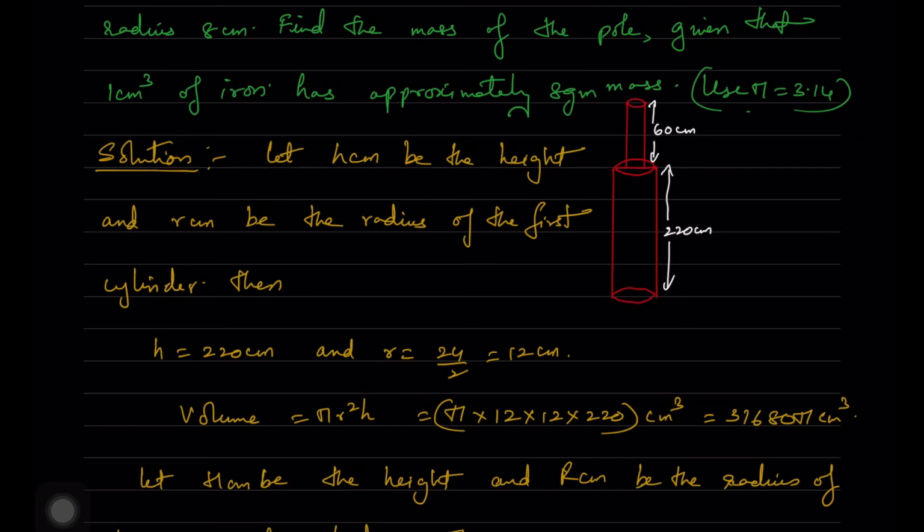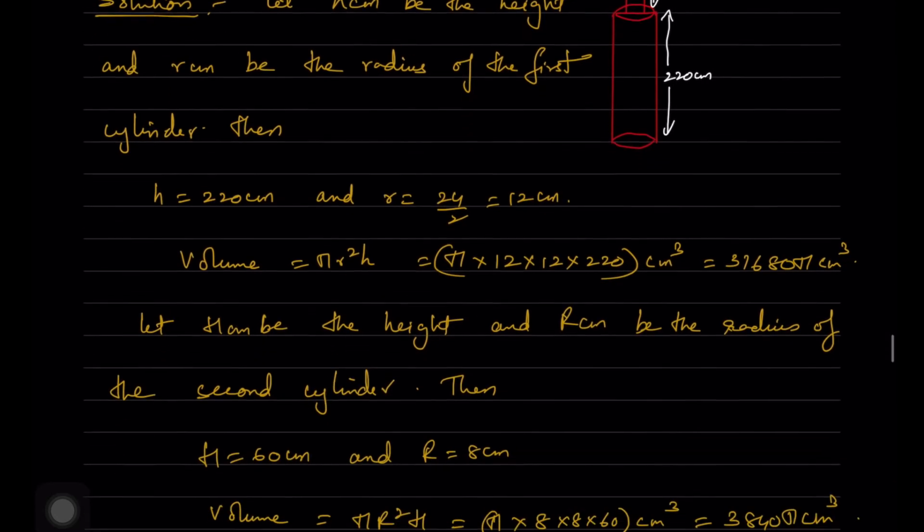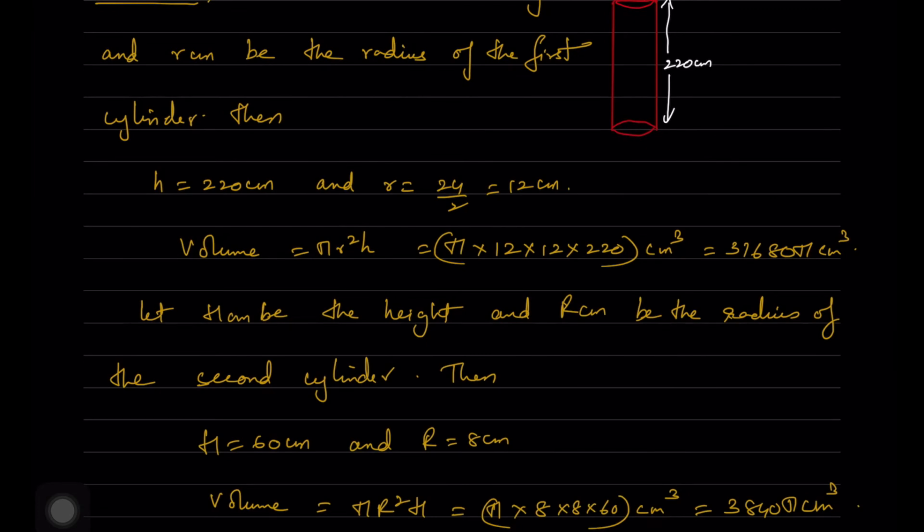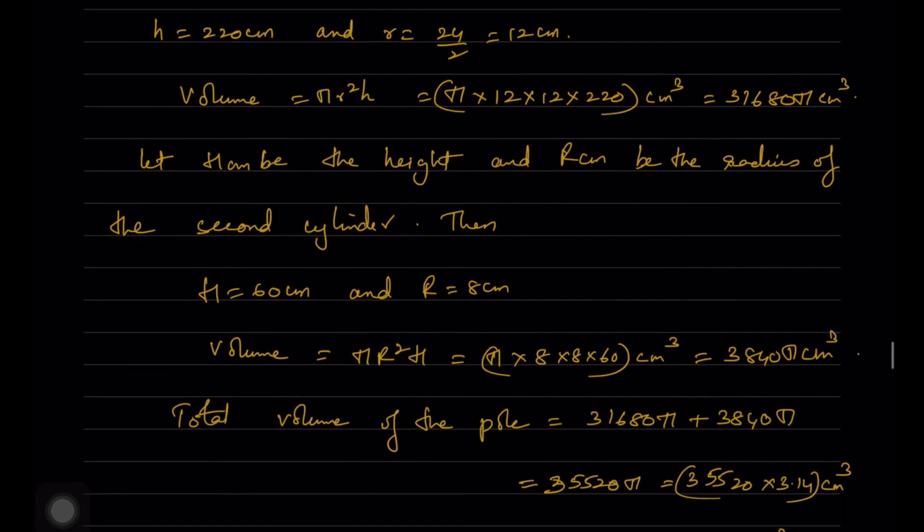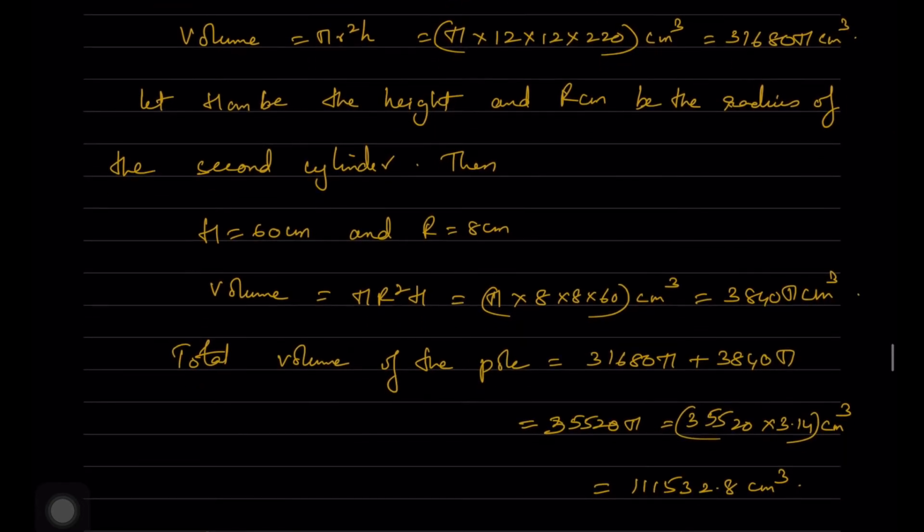So volume is equal to pi r square h, which is equal to pi into 12 into 12 into 220 centimeter cube, which is equal to 31680 pi centimeter cube. Let h centimeters be the height and r centimeters be the radius of the second cylinder. Then capital H is equal to 60 centimeters and capital R is equal to 8 centimeters. So volume is equal to pi capital R square h, which is equal to pi into 8 into 8 into 60 centimeter cube. So getting 3840 pi centimeter cube.